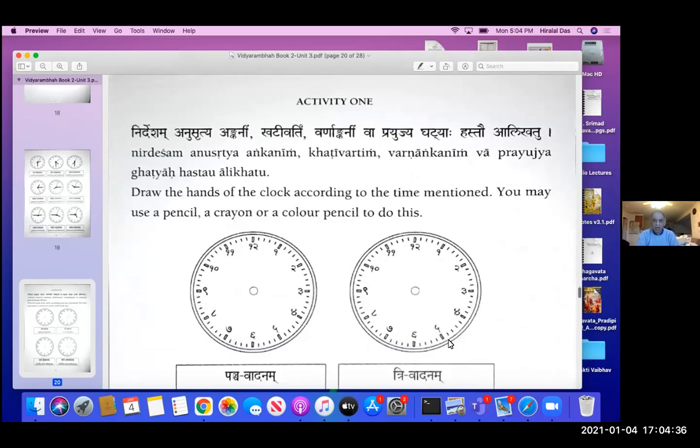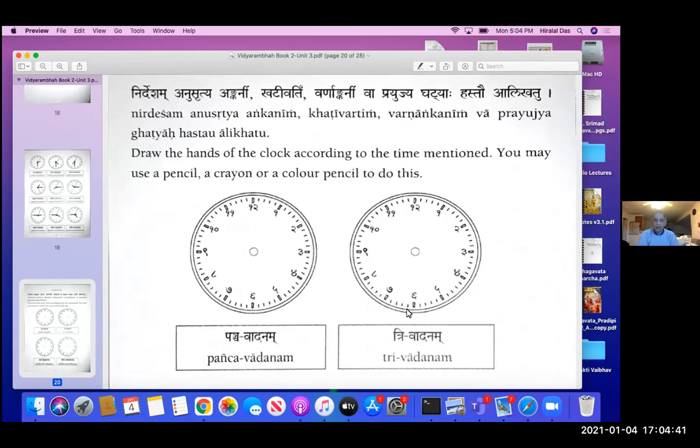Okay. So now with that, if you have understood that, can you draw the hands of the clock according to the time mentioned in the box here? Panchvadanam. You cannot draw here, but you can tell me Panchvadanam, where is the short hand pointing and where is the long hand pointing. So you should be able to tell that, right? Okay, so who can tell me? Let's say, I will check. Ramachandra.